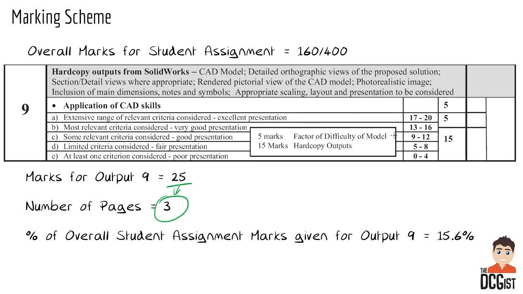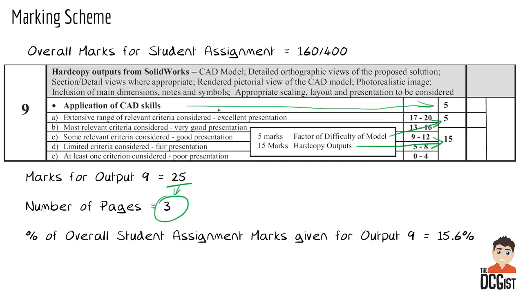Now, the actual marking scheme itself is a little bit difficult to follow. It's split up into 3 parts. We have 5, 5, and 15, and where they are going for is we have the application of CAD skills giving you 5 marks. We have the factor of difficulty in a model giving you those second 5 marks, and then the hard copy outputs are giving you 15 marks.